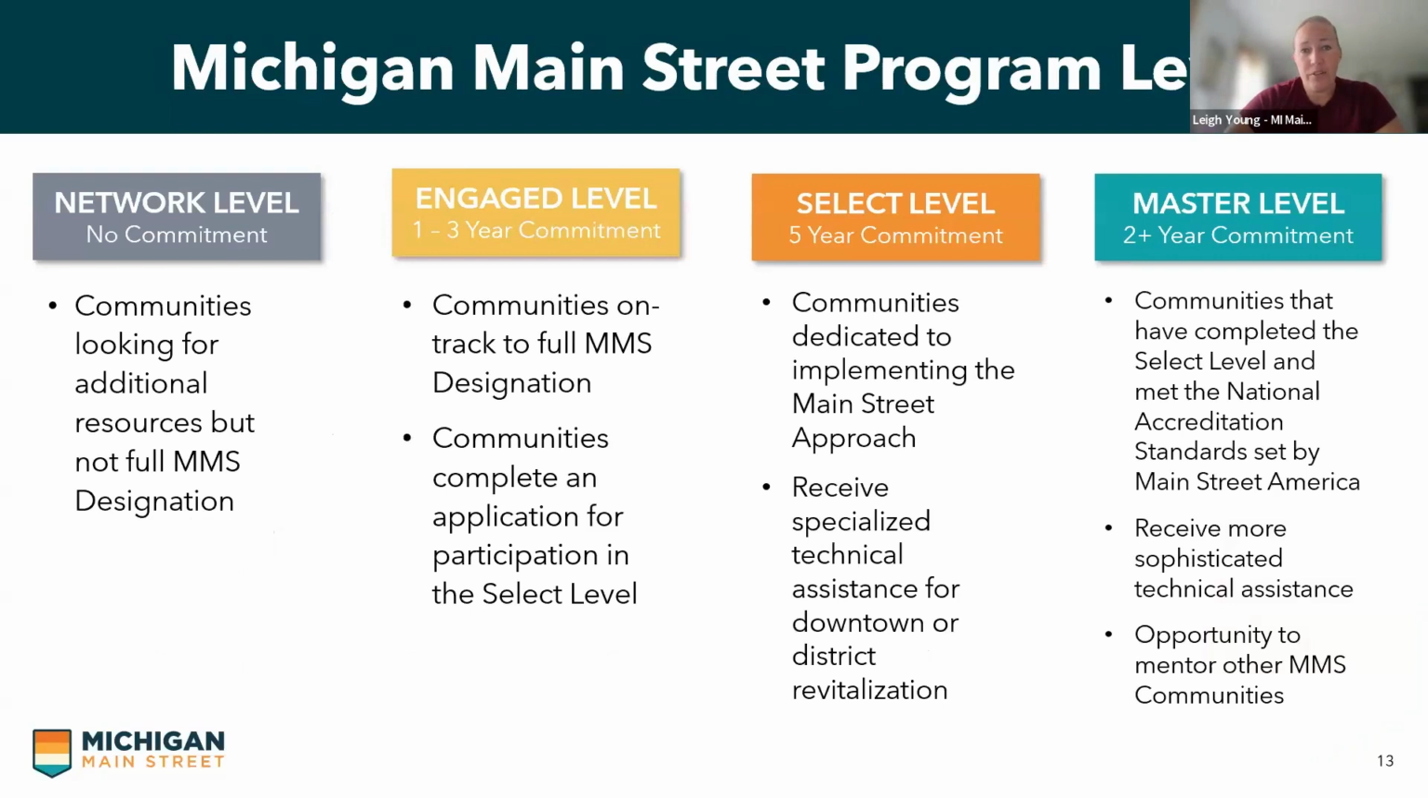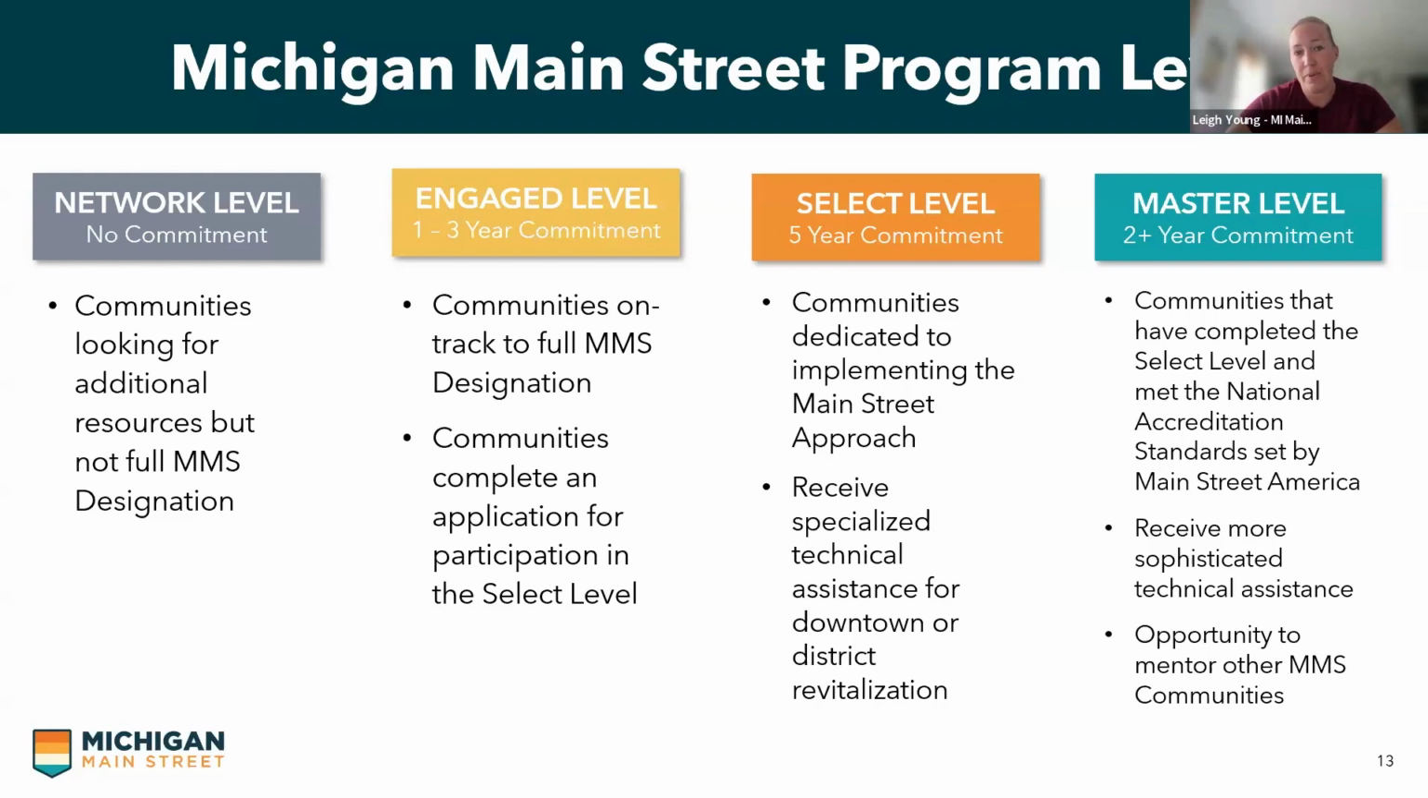So our program has 4 levels. We just this year created the network level, which is our no commitment level for communities that are looking for additional resources, but not full Main Street designation because maybe they lack capacity or desire to be fully designated. We have the engage level then, which is 1 step up from the network level, and that's for communities that want to be on track to full Main Street designation. These communities have an organization that is working on downtown revitalization and has financial capacity to eventually hire a full-time executive director. Communities at this level complete an application for the participation in the select level.